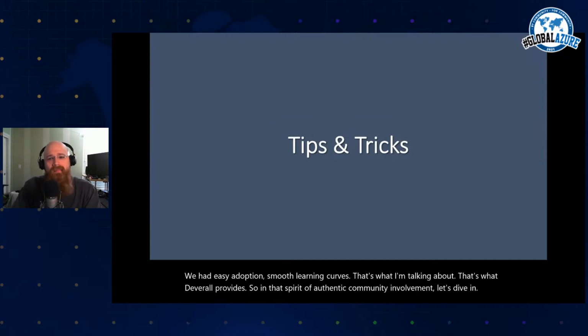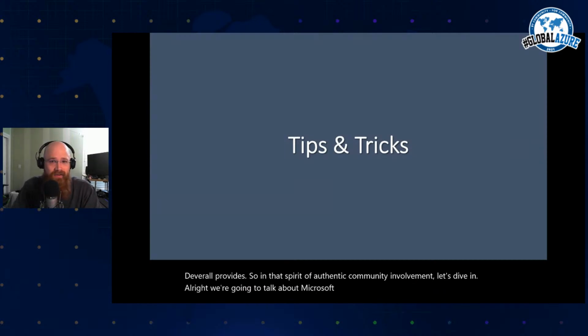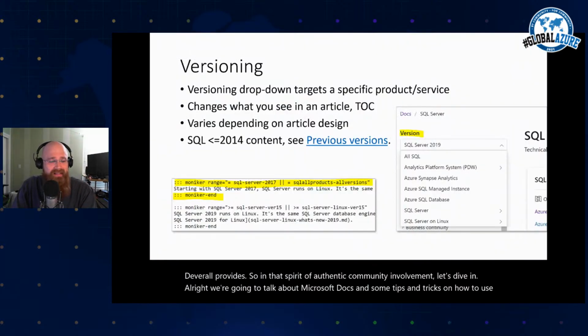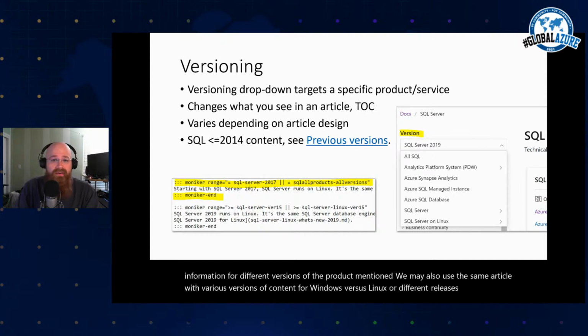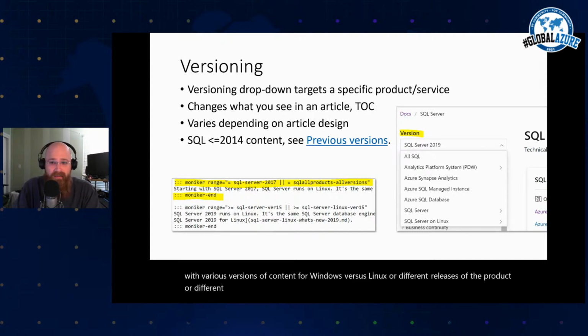All right, we're going to talk about Microsoft Docs and some tips and tricks on how to use them real quick. Where it makes sense, the same document might include different information for different versions of the product mentioned. We may also use the same article with various versions of content for Windows versus Linux, or different releases of the product, or different Azure implementations of the product.